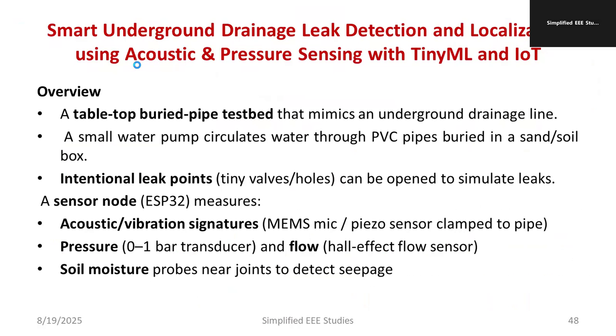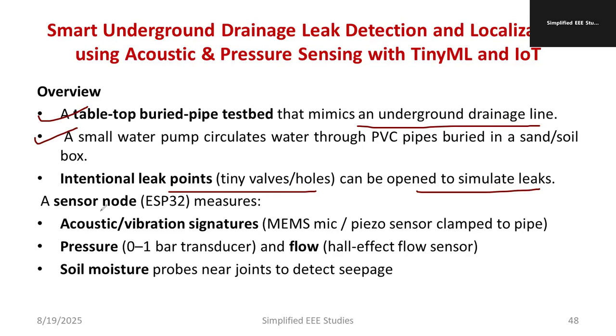Now let us discuss a brief idea about the project. As you can see, we'll have an overview of the project. A tabletop buried pipe test bed that mimics an underground drainage line, because you need to show the prototype. A small water pump circulates water through the PVC pipe buried under the soil. We can use sand or soil and make a small area. Similarly, you have to create intentional leak points. You can put small valves or small holes which can be opened to simulate the leak.